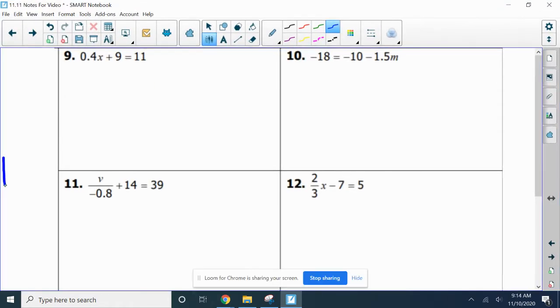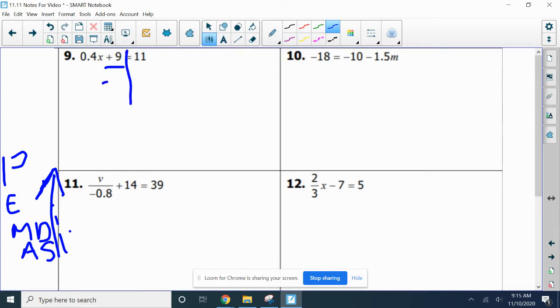So before I can get rid of that multiplication, I have to get rid of my addition, because we're working backwards. So in order to get rid of that addition, we need to subtract. So I'm going to subtract 9 from my left side and 9 from my right side. So I'm left with 0.4x equals 9 minus 9 is 0, and 11 minus 9 is 2. So now I have 0.4x equals 2.